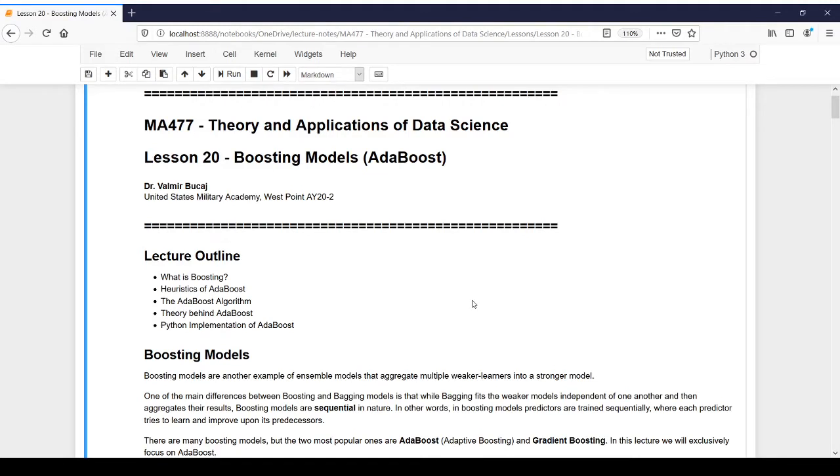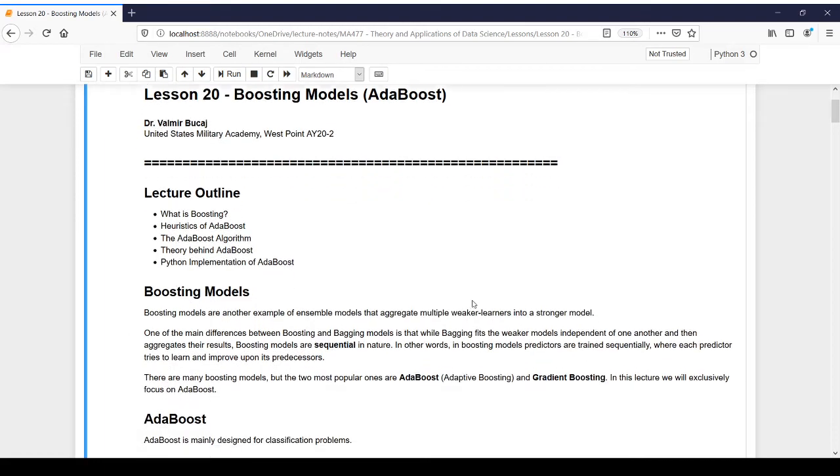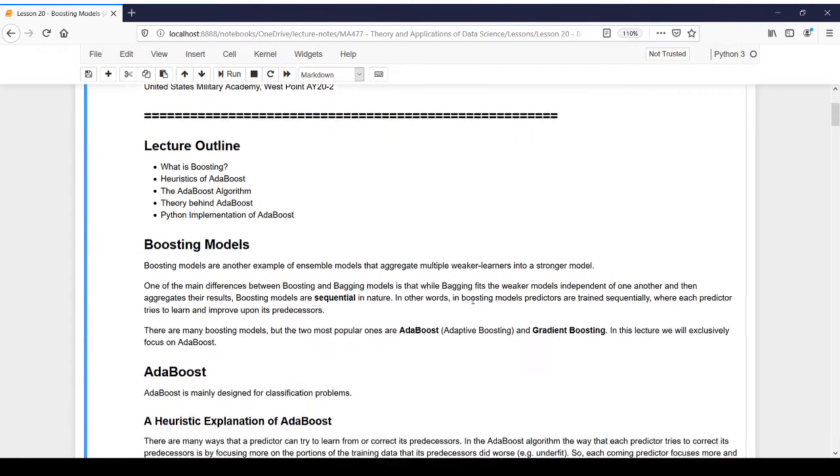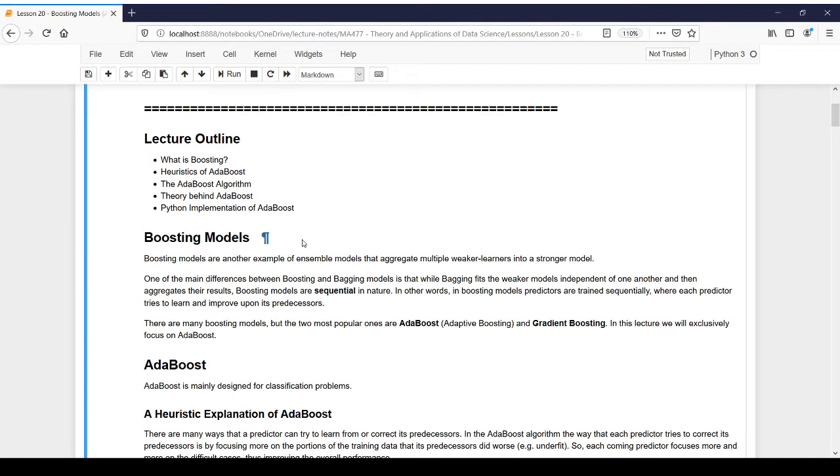Welcome to today's lecture. So today we're going to be talking about boosting models, specifically AdaBoost. As we'll see, these are super interesting and very powerful ensemble models. Let me just give you a quick roadmap of where we're heading.